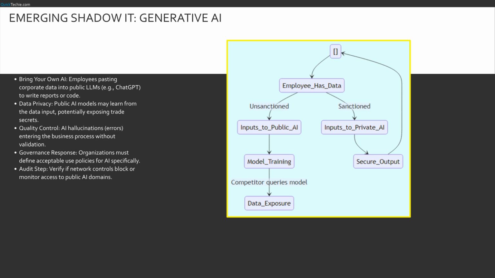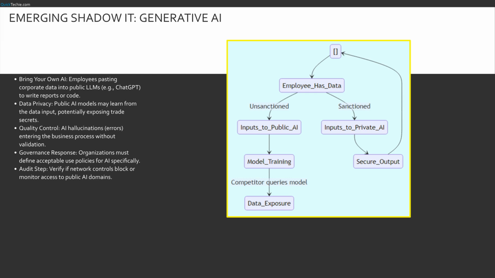A critical modern subset of shadow IT is bring your own AI. Employees are using tools like ChatGPT to summarize meetings or write code. The risk? They are pasting sensitive corporate data into a public model. As noted in the sources, this data can become part of the model's training set, potentially exposing trade secrets to the world. There is also the risk of hallucination, the AI giving wrong answers that are accepted as fact.